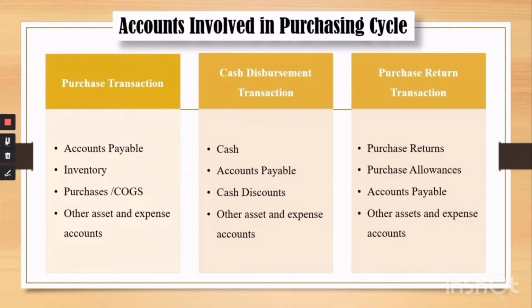So basically there are three transactions, which are purchase transaction, cash disbursement transaction, and the last one is purchase return transaction. As for the first transaction, which is purchase transaction, the accounts involved are accounts payable, inventory, purchases or cost of goods sold, other asset and expense accounts. For cash disbursement transaction, the first account is cash, the next one accounts payable, cash discounts, other asset and expense accounts. For the last transaction, which is purchase return transaction, the accounts are purchase returns, purchase allowance, accounts payable, other assets and expense accounts.